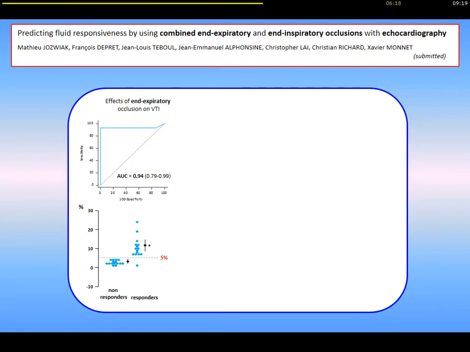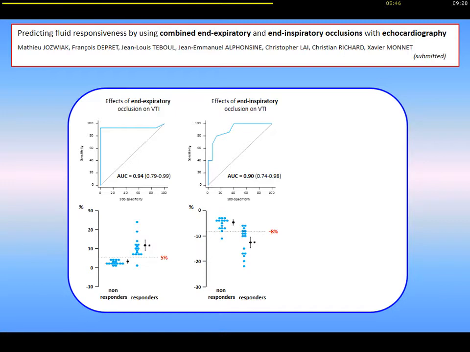This is a new study, not published, just submitted, where we try to combine end expiratory occlusion and inspiratory occlusion. With Mathieu Jozwiak and Xavier Monet, we did this in a series of patients, and we redid the end expiratory occlusion test, and this works very well again, and we found a cutoff of 5% for the increase in cardiac output, but we also performed an inspiratory occlusion, and we observed very good results.